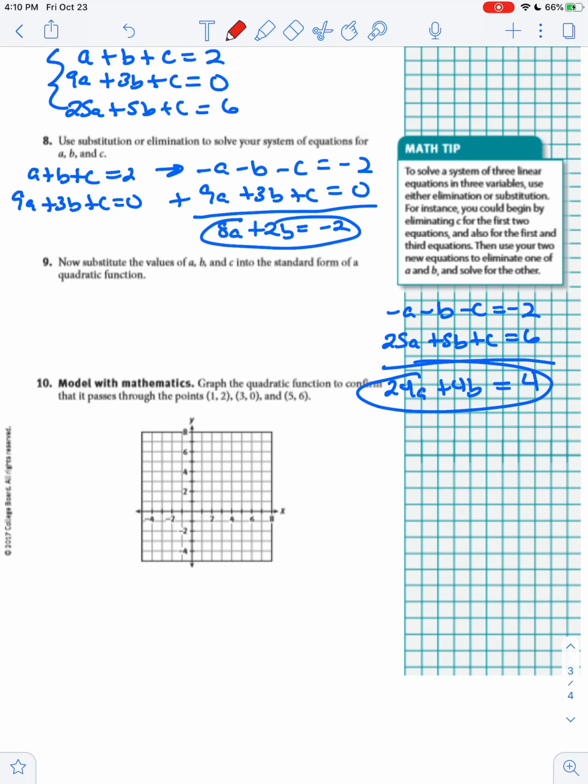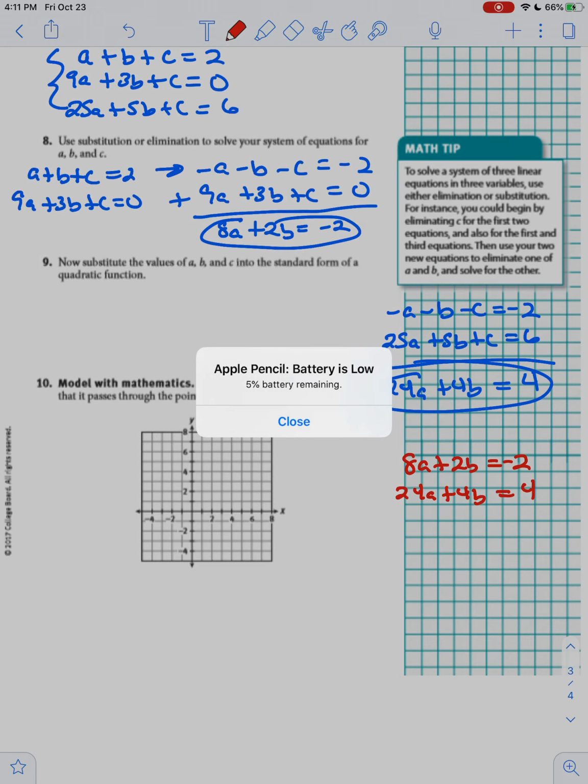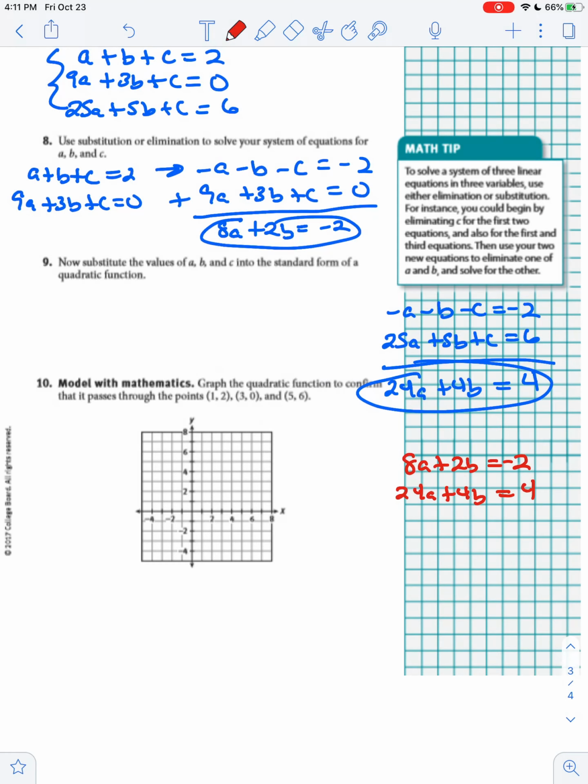So now I have two equations that have a and b in them, and I can put them together. Okay, so I have 8a plus 2b equals negative 2. And I have 24a plus 4b equals 4. So as it is, nothing cancels, but I could change maybe the top equation, and maybe if I multiply the top equation by negative 4, maybe I can make it happen. So that's negative 32a. I don't want to do negative 4. I think I want to do negative 2 to make a negative 4.